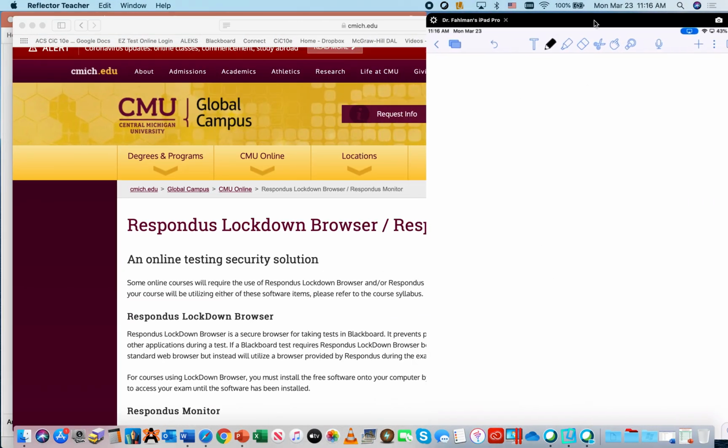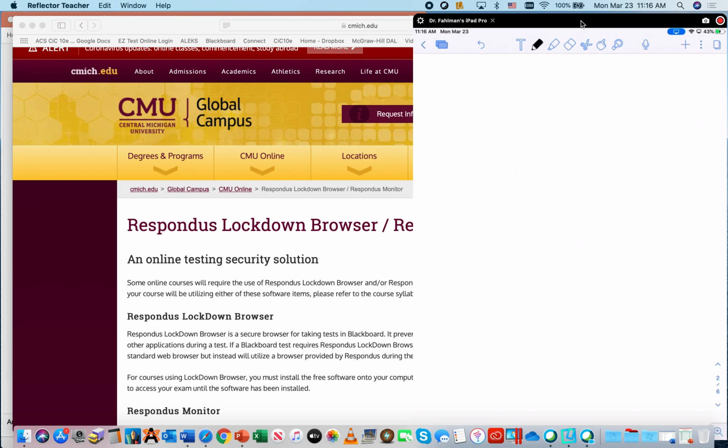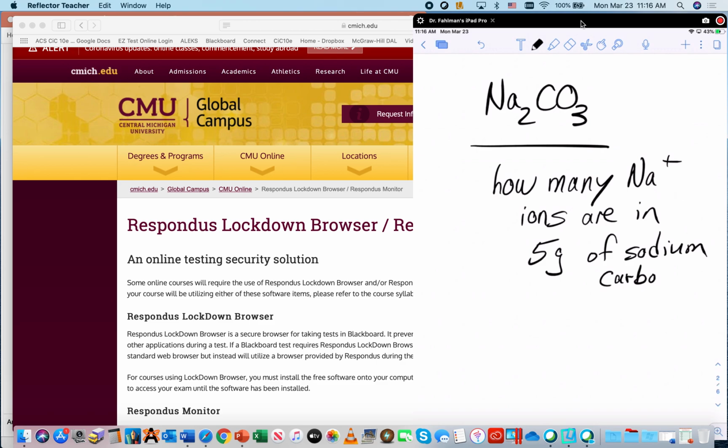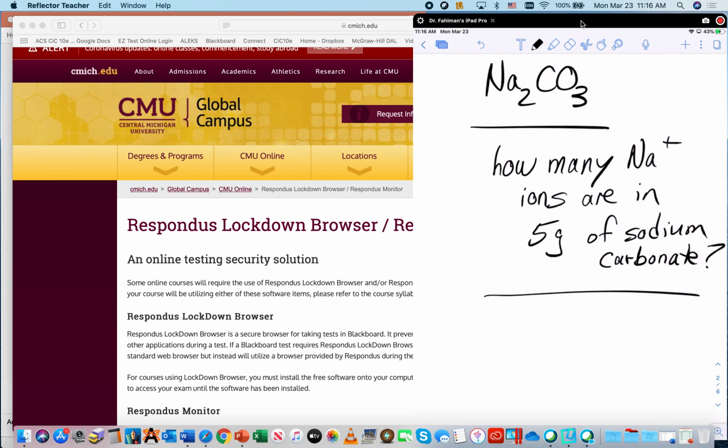One of your questions was something related to this. If you have a question where you're given a salt and you're asked how many sodium plus ions are in like 5 grams of it, the "how many" implies that you are going to have to use Avogadro's number.